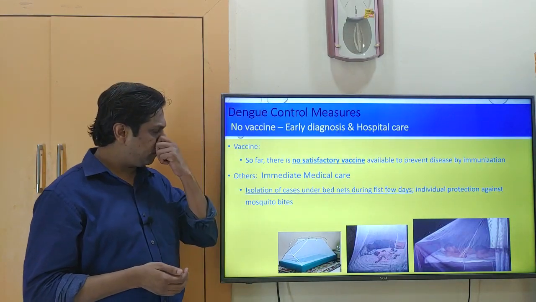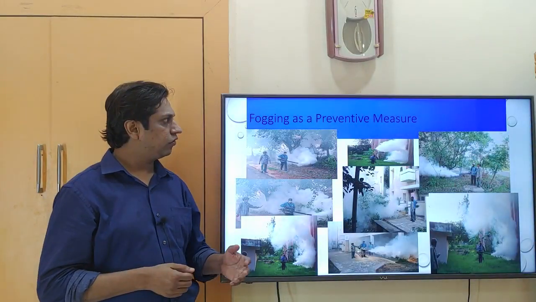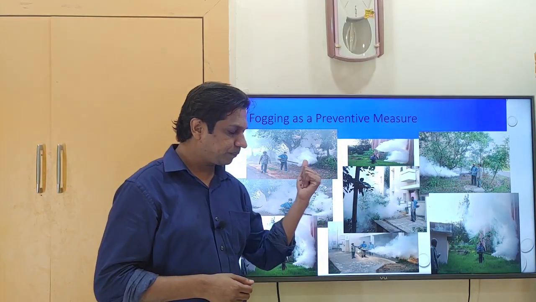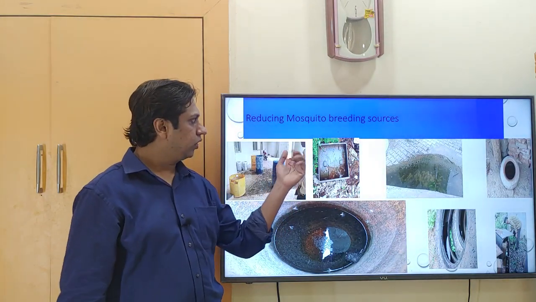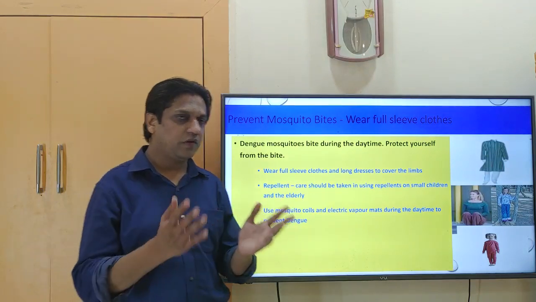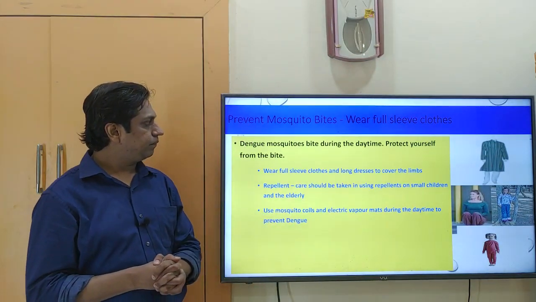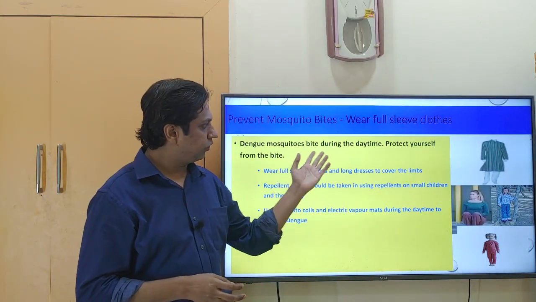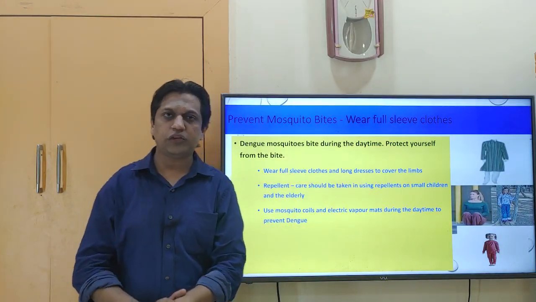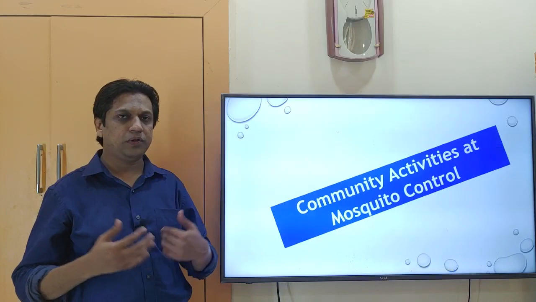The most important solution is prevention of the breeding places, or killing the mosquitoes by fogging, or reducing mosquito breeding sources like open spaces where water accumulates. Okay, dengue mosquitoes bite during the daytime, so protect yourself from bites with clothing. Full-sleeved clothes should be worn.